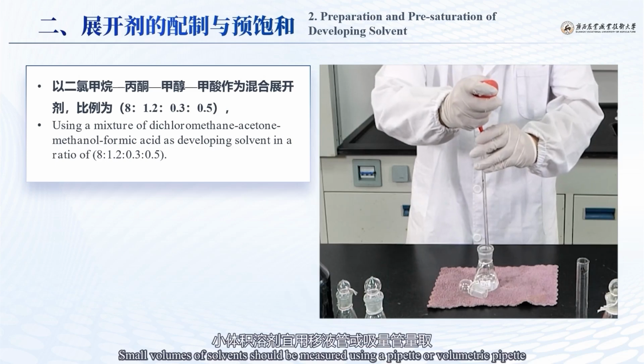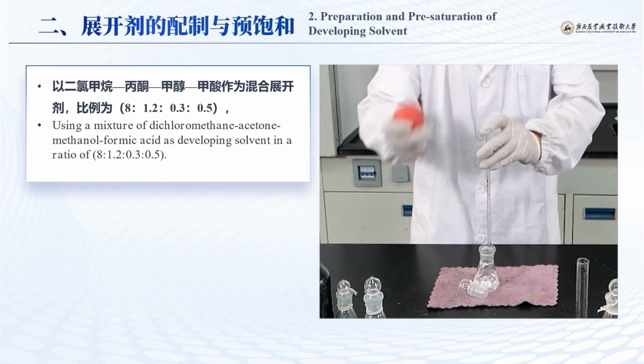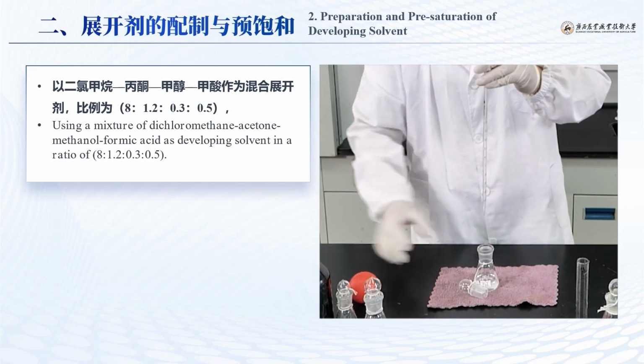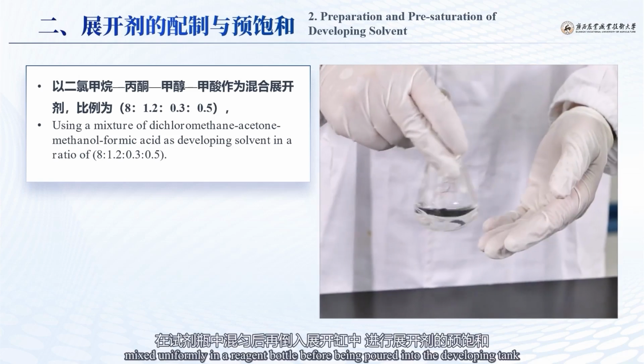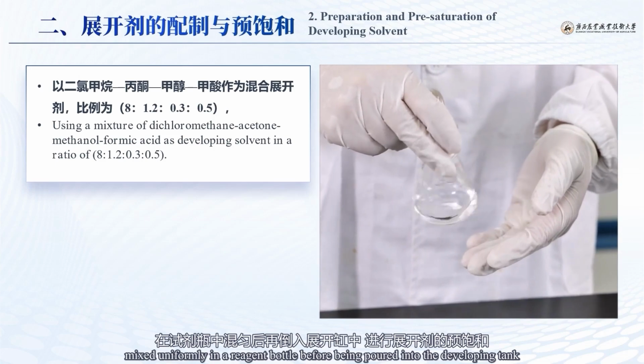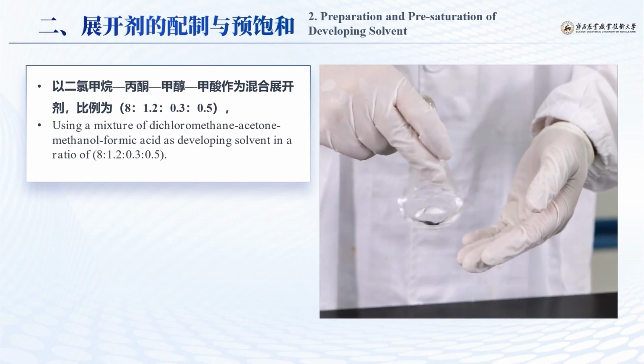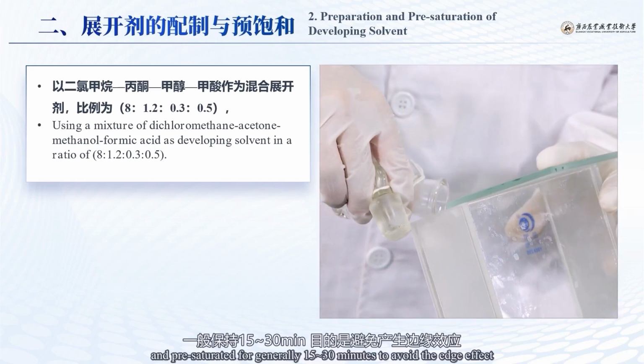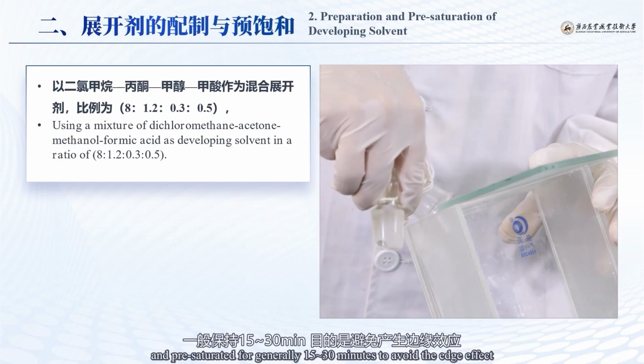Small volumes of solvents should be measured using a pipette or volumetric pipette. Mix uniformly in a reagent bottle before pouring into the developing tank, and pre-saturate for generally 15 to 30 minutes to avoid the edge effect.